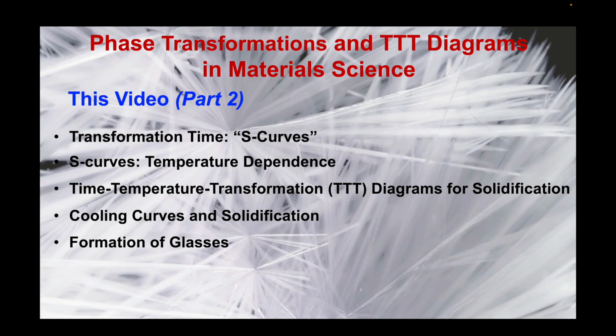In the second part of our videos on phase transformations, after a brief recap of the main parts of Part 1, we'll look at the transformation times and generate so-called S-curves that represent the extent of transformation as a function of time. We'll quantify the dependence of the S-curves with temperature and undercooling and generate time-temperature transformation, or TTT, diagrams for the solidification of liquids. We'll look at how the solidification proceeds at different cooling rates, and also explore the formation of glasses when samples are quenched very quickly.